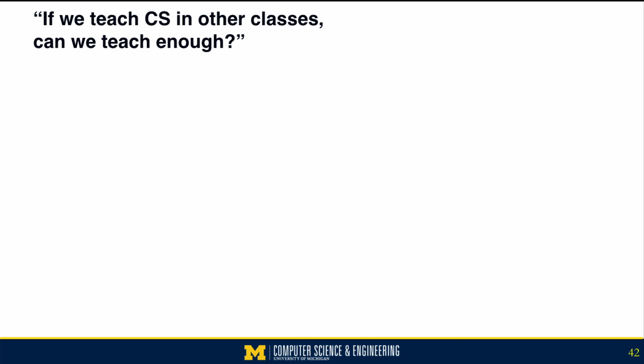So, if you buy my argument that we should be able to use computational thinking to teach this wide variety of things, we need to ask the question, well, what should we be teaching everybody about computing? I hear this argument from computer science teachers pretty often: okay, if you teach CS in these other classes, can we possibly teach enough computer science? Well, let me offer an analogy.